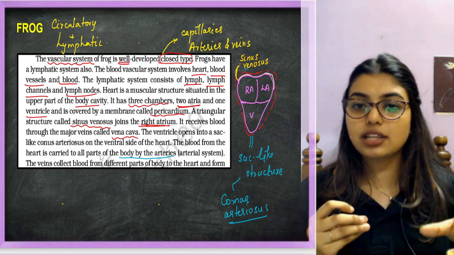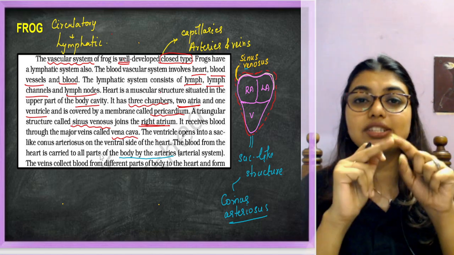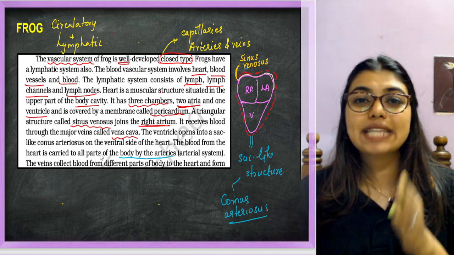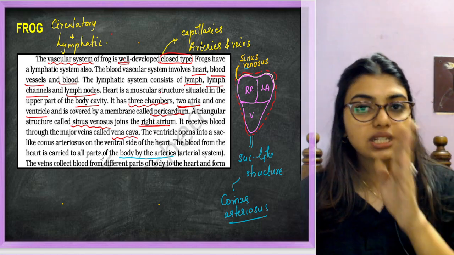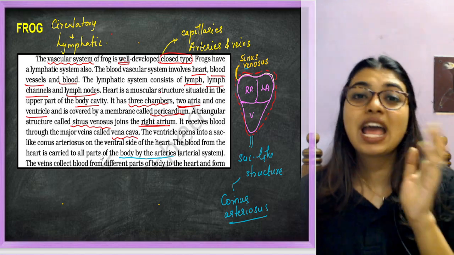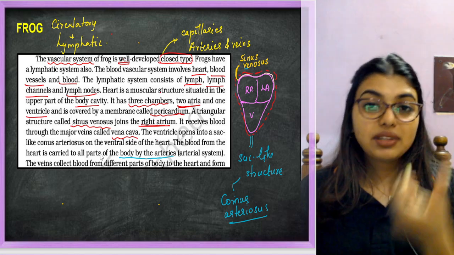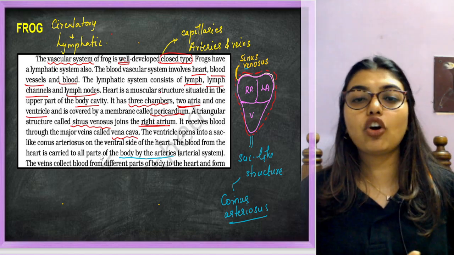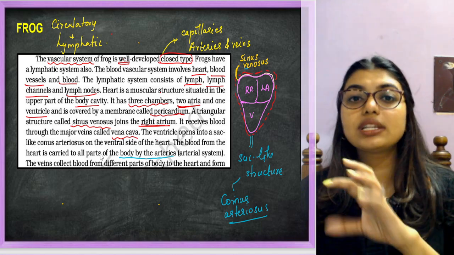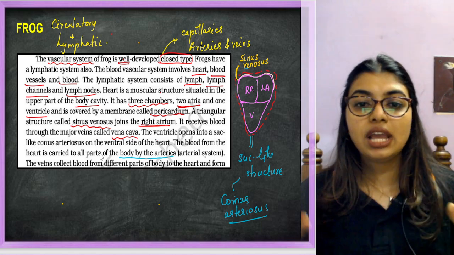Now they have accessory organs. That is, to the right atrium, they have a triangular structure called the sinus venosus attached to the atria. Then from the ventricle, there is a sac-like opening which is going to connect to the conus arteriosus. Okay, conus arteriosus. Now this is what they told.